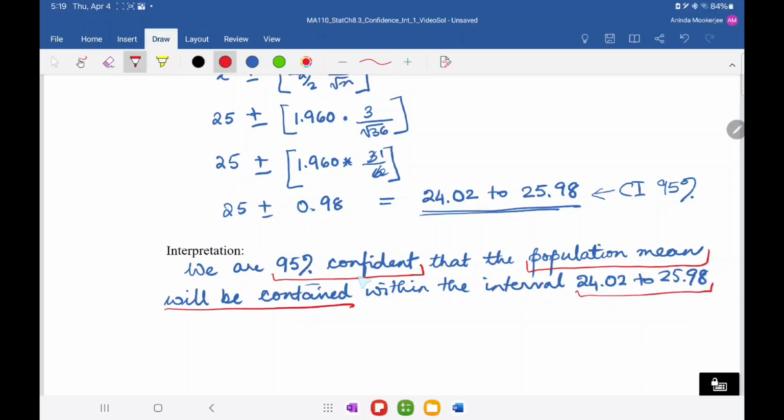Now, each of these phrases has points assigned to it. All right. So if you miss any of these, keep in mind you will lose the points for any of the missing phrases. It's very important to write what confidence interval you use. So we are 95% confident, and then what you are drawing the inference on, the population mean will be contained, and then of course the endpoints of the interval, right?